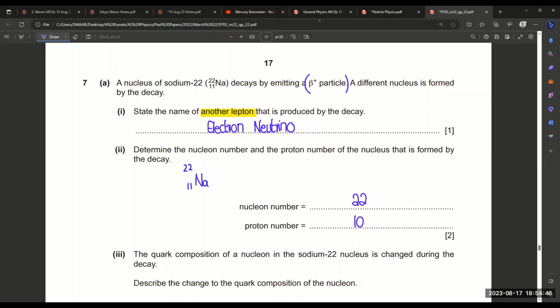So actually we are converting this sodium by beta positive decay, and it is converting into a different nucleus. So one proton is converting into a neutron, plus we are getting an electron neutrino also, right?